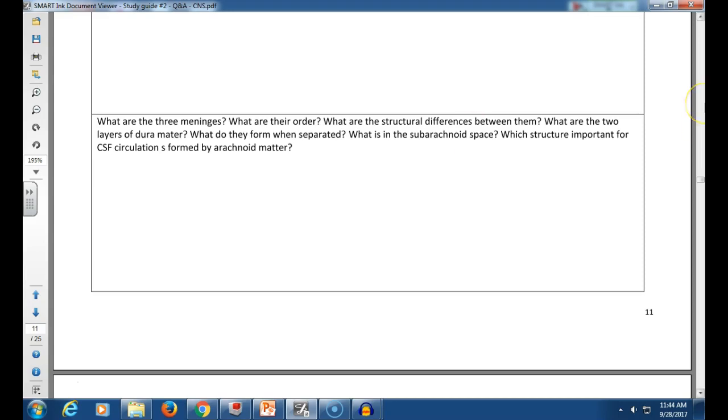So this subarachnoid space, arachnoid villi. Arachnoid villi are formed from arachnoid matter. Separation of periosteal and meningeal layers of dura mater gives you venous sinuses. There was a question on the quiz.